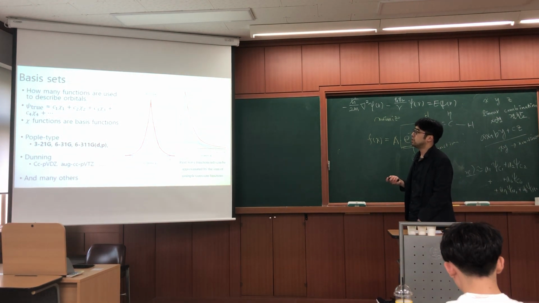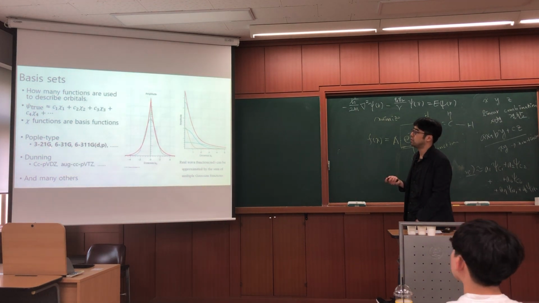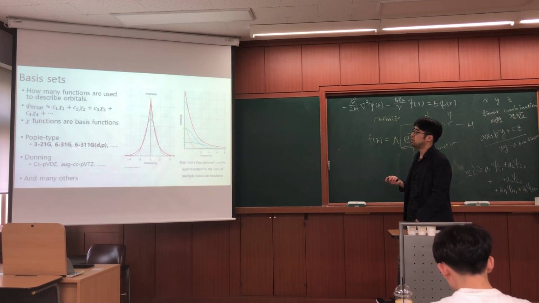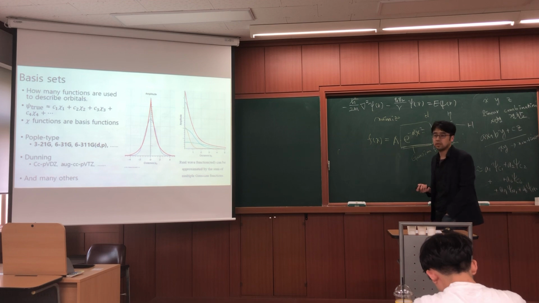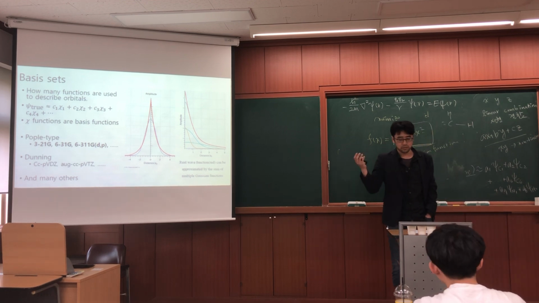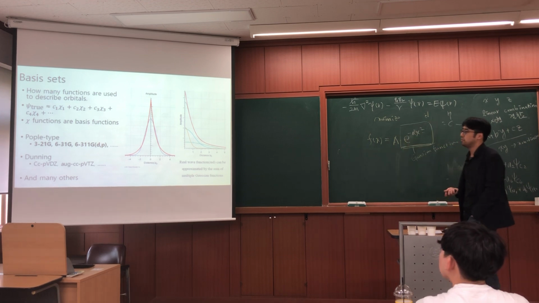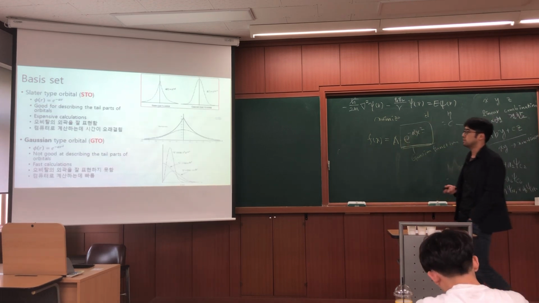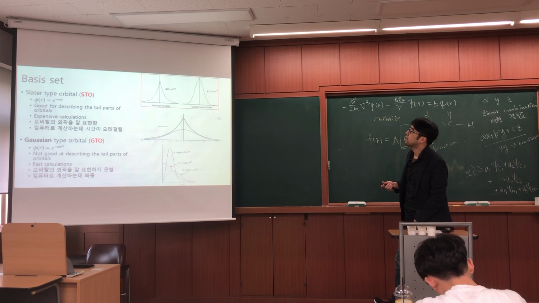And while doing Gaussian calculations, you will see keywords like 321G or 631G or 6311G dp or something like this, and they sound like passwords or very complex words, but they have some kind of meaning, so I'll talk about it soon.